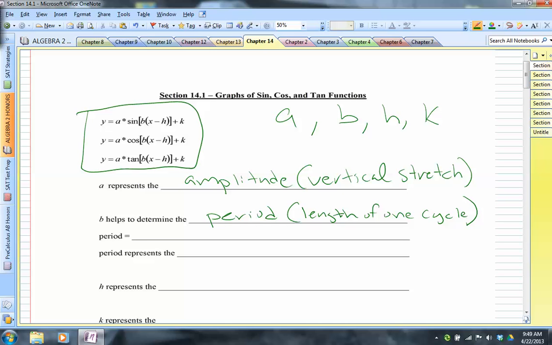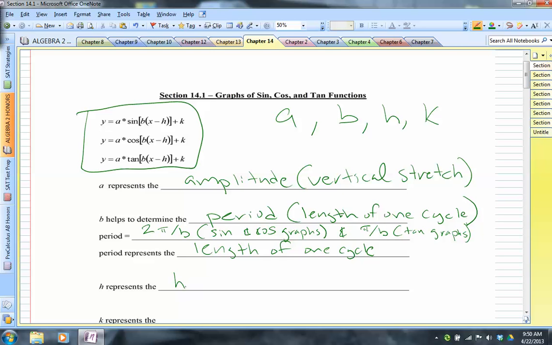Now, for sine and cosine graphs, the period will be determined by 2 pi over b. And we'll see why that's the case in a little bit. And it will equal pi over b for tangent graphs. The period again represents the length of one cycle. I know I already wrote that, but I'll write it again.